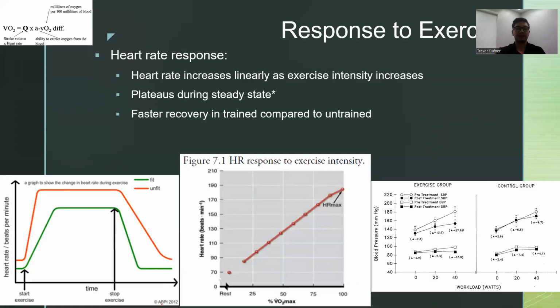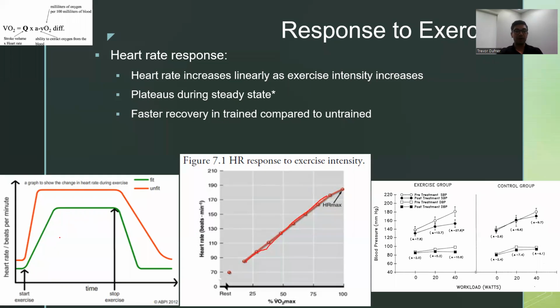Now, your heart rate response to exercise. Heart rate increases linearly as exercise intensity increases. This is mostly true. We see here that as exercise intensity increases, as we're using more and more of our VO2 max, heart rate is increasing mostly linearly. This is not a direct relationship, but it is mostly true for most populations.